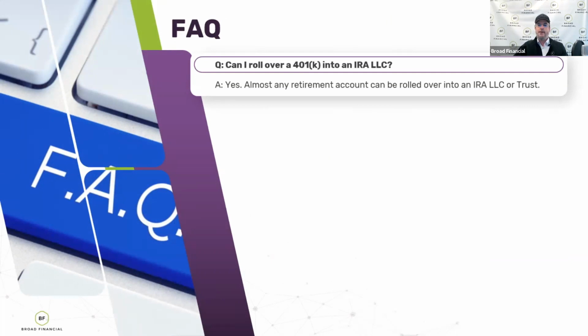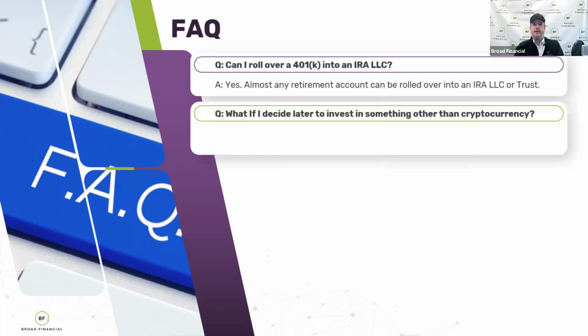We don't have any control. You'll have to ask the people there, like HR. But in general, that's the rule. While you work there and they sponsor the 401k, there could be a limitation in moving it out.